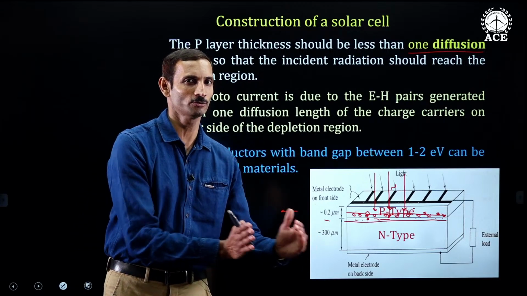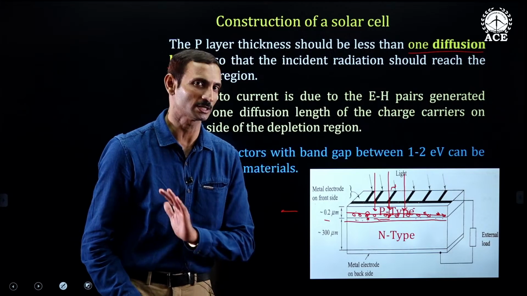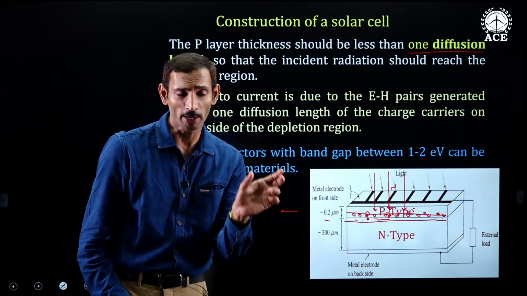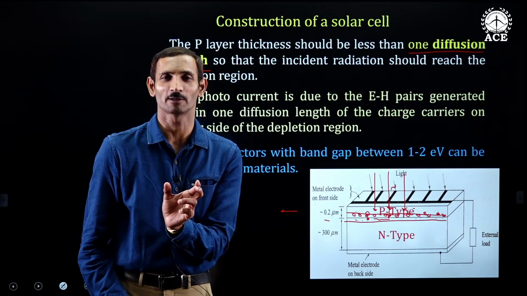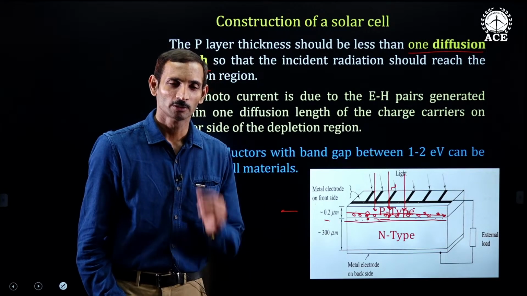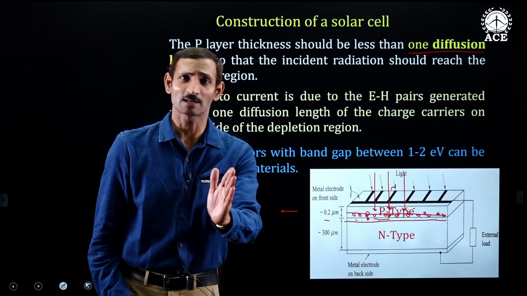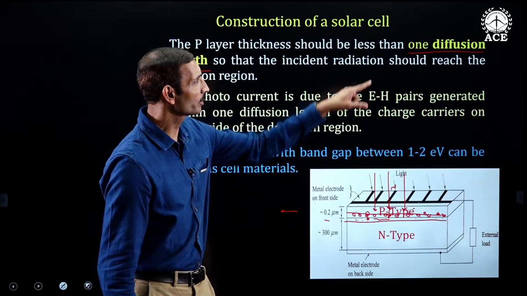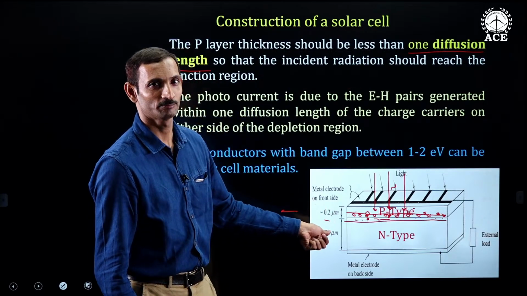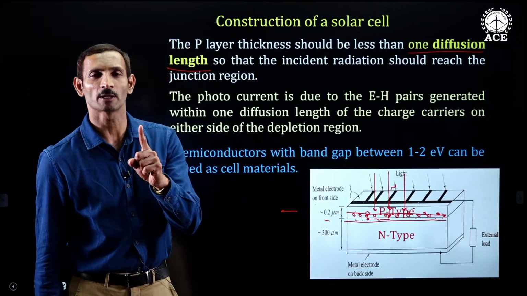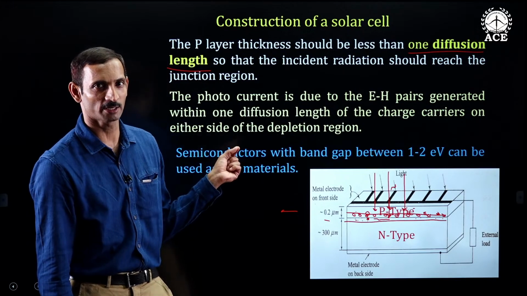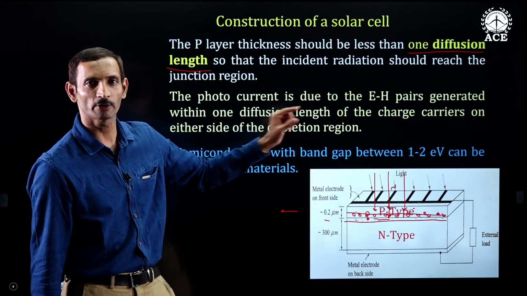Say 100 microseconds to 1 microsecond... or sorry, 0.01 microsecond to 1 microsecond is going to be the lifetime of a charge carrier over there. Now, the distance traveled during this particular time is what we call the diffusion length, which would again be of the order of a few microns. Micron means 1 micrometer, 10 power minus 6 meters. So the distance traveled by these charge carriers in their lifetime would be of the order of a few microns only.